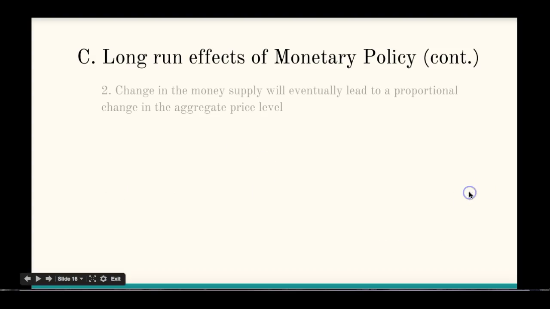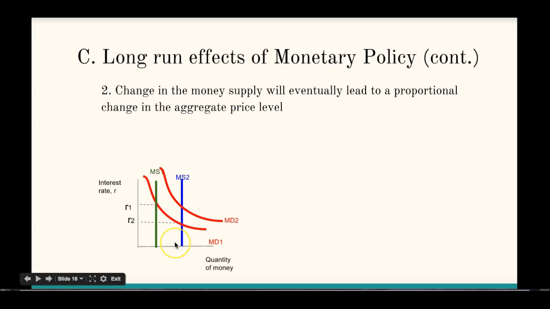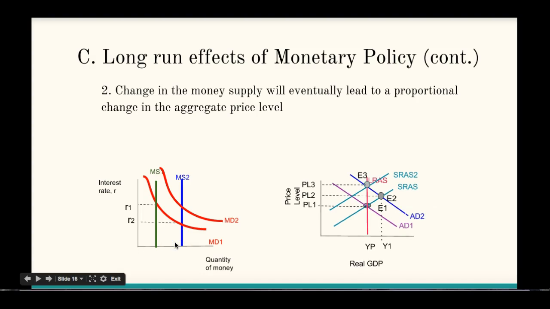Now, here's the thing: changes in the money supply will eventually lead to a proportional change in the aggregate price level. What does that mean? I'm going to bring up these two graphs from the last slide again, and you'll notice the difference between the green line and the blue line. Let's say the Fed increased the money supply by 10%. The difference between the price levels from E1 to E3 is going to be the same amount, also an increase of 10%. So the money supply increases by 10%, and the price level will increase by 10%. This is what we call a proportional change.